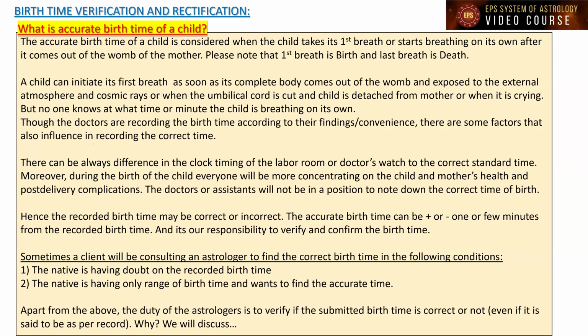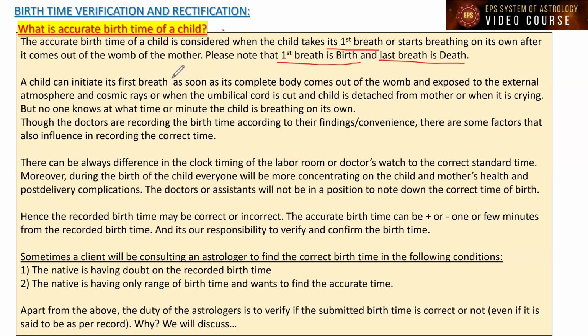What is the accurate birth time of a child? The accurate birth time of a child is considered when the child takes its first breath, or starts breathing on its own after it comes out of the womb of the mother. Because please note that the first breath is birth and the last breath is death.